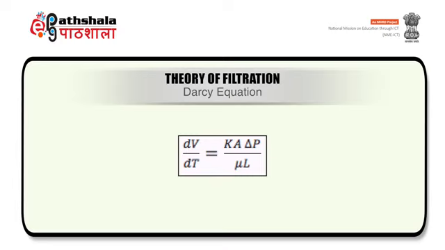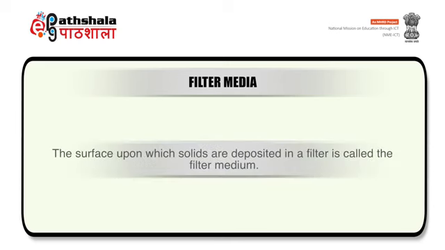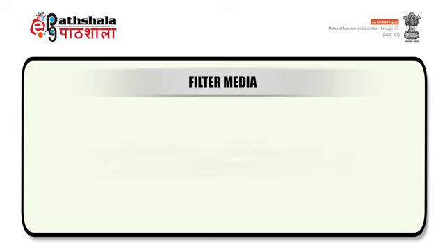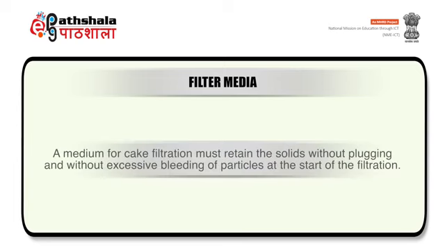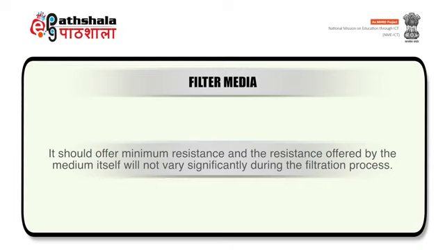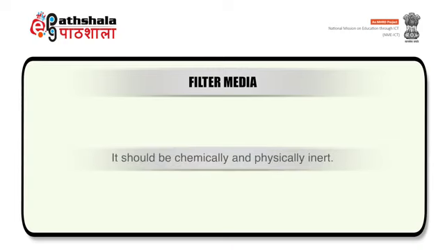In this, K is the permeability coefficient and depends on the nature of the precipitate to be filtered and the filter medium itself. Now we will discuss filter media. Filter media is the surface upon which solids are deposited in a filter. Now some of the characteristics of filter media are: first, they must retain solids without plugging and without excessive bleeding of particles. Second, they should offer minimum resistance. Third, filter media should be chemically and physically inert.